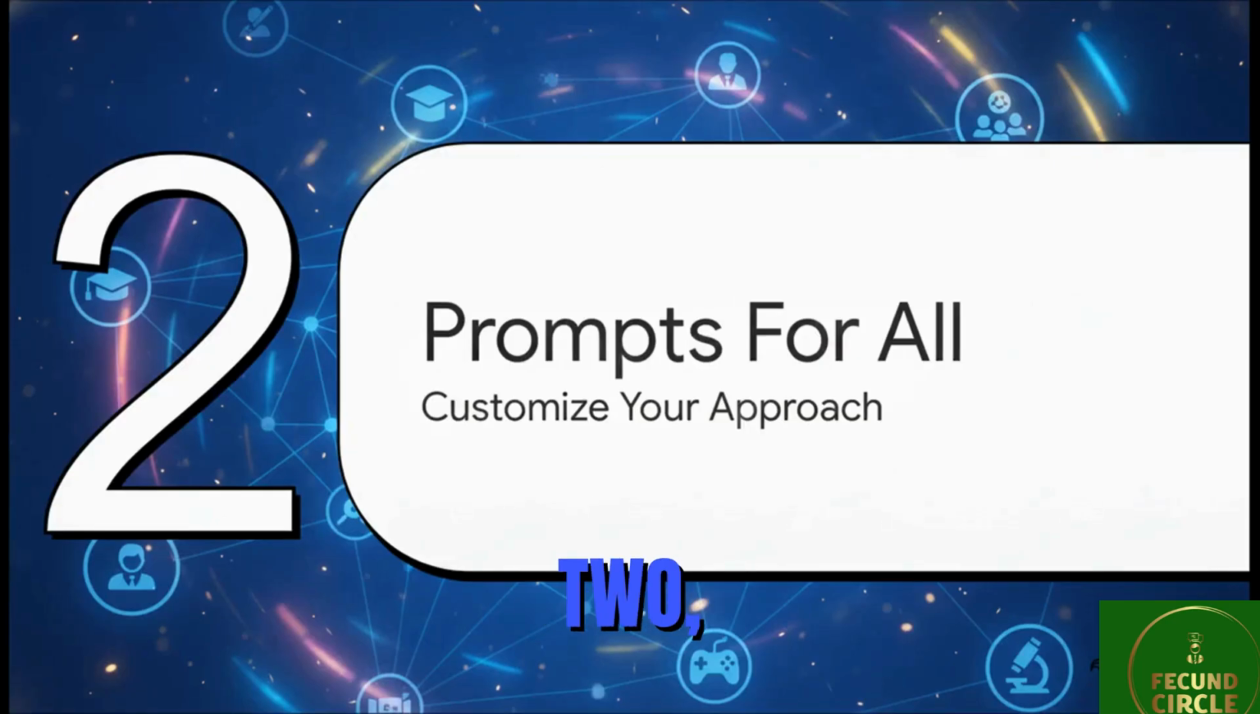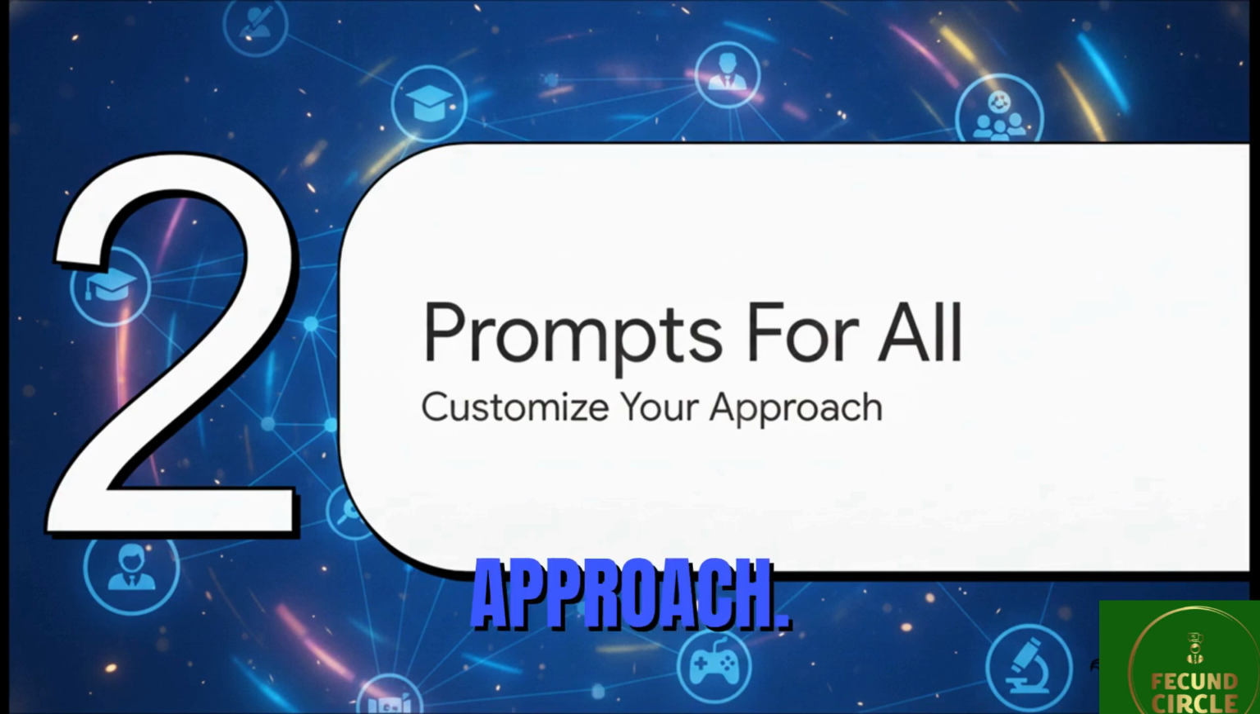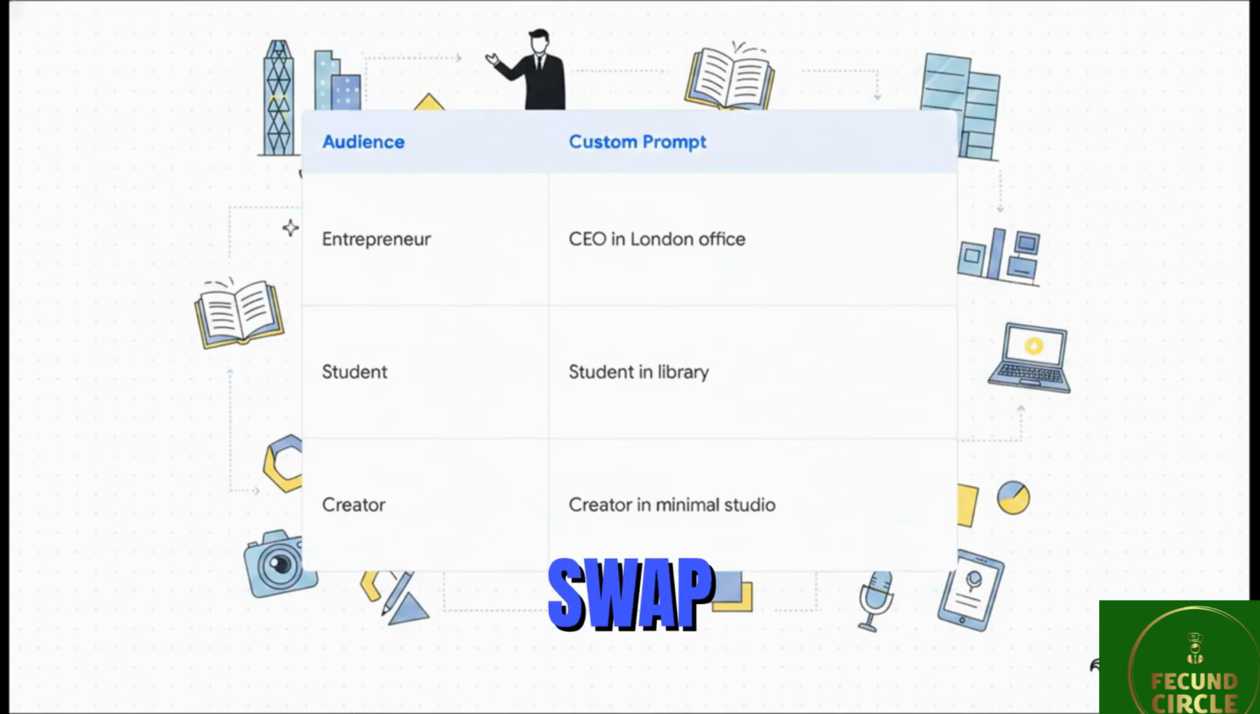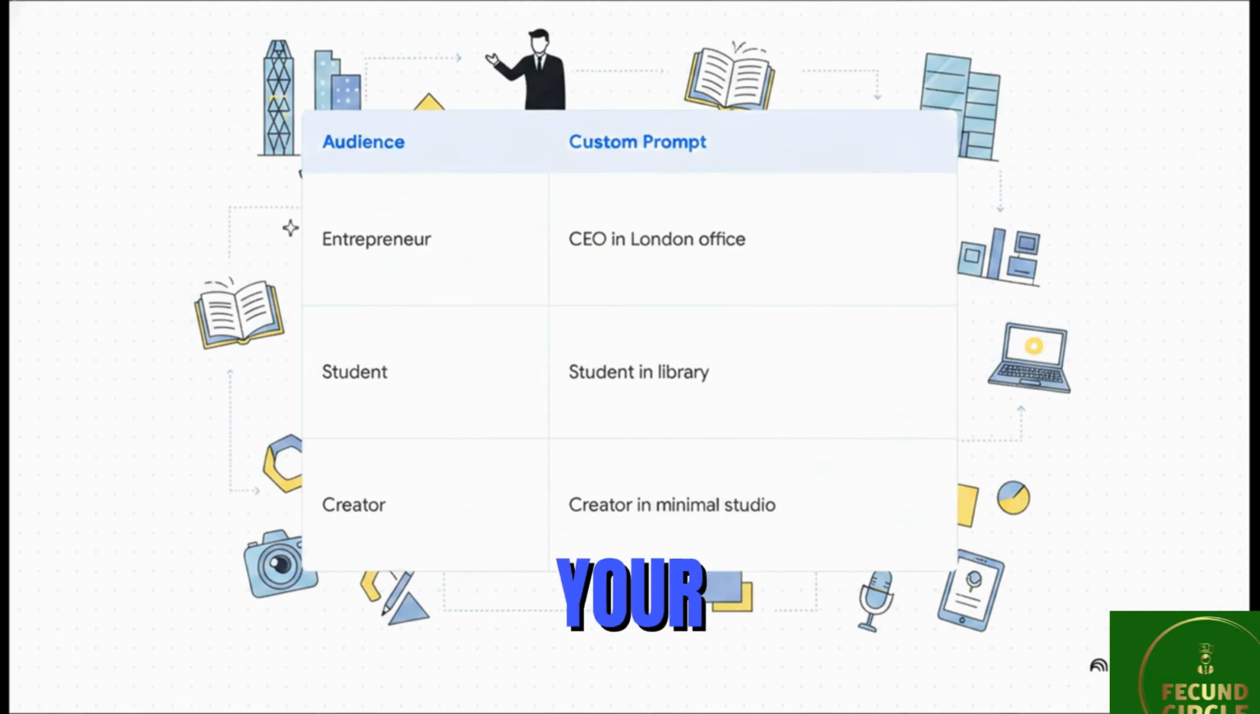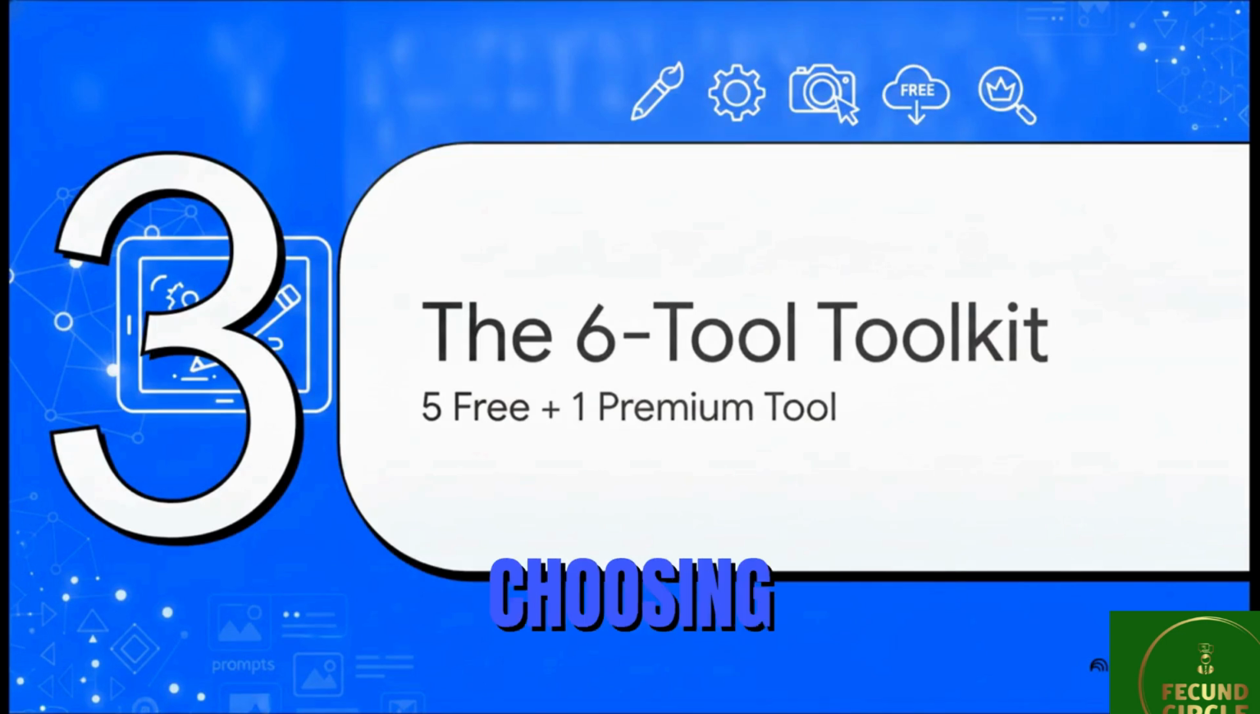Moving on to Section 2, prompts for every audience and how to customize your approach. Look how seamlessly we can swap elements in the formula based on what you actually need. If you're an entrepreneur, your custom prompt might feature a CEO in a glass-walled London office. Are you a student? Simply swap that out for a student studying at a modern library desk, and a creator might use digital content creator in a minimal home studio. You just plug your specific needs right into the formula, and the AI delivers your custom asset. Easy as that.